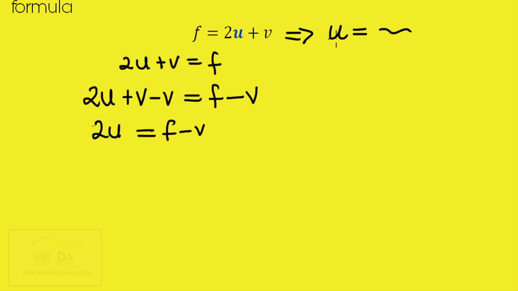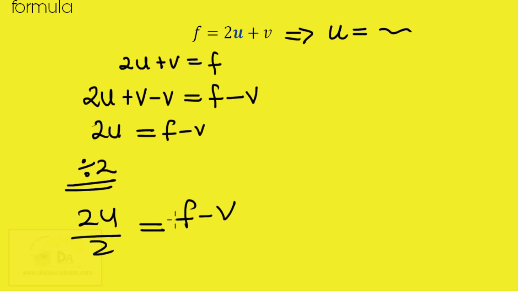Still not there yet. We want something of this form. Let's divide it through by 2, the coefficient of u, so that we can get rid of this 2 that's obstructing us from getting to this form. So dividing through by 2 gives 2u divided by 2 is equal to the f minus v term all divided by 2. Or you could say f divided by 2 minus v divided by 2, because we're dividing each term by 2.